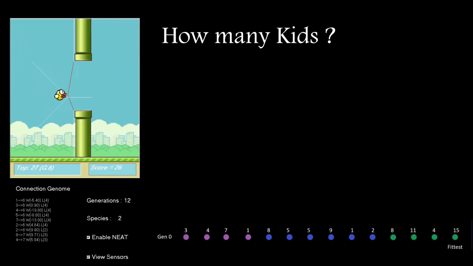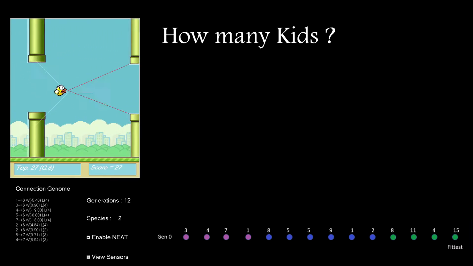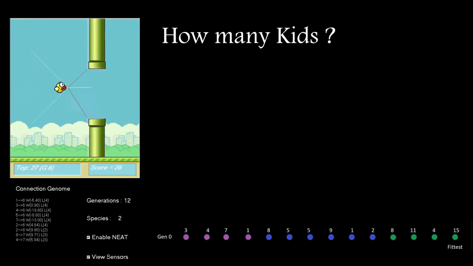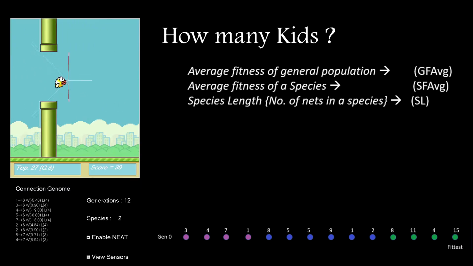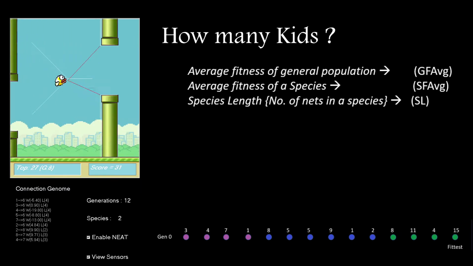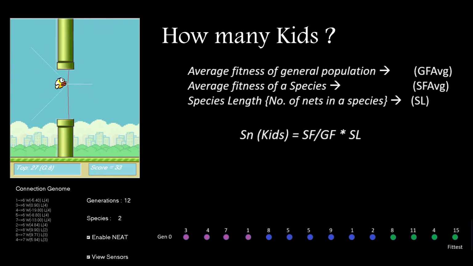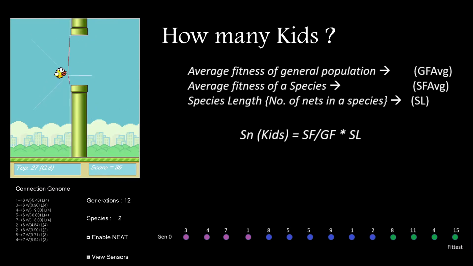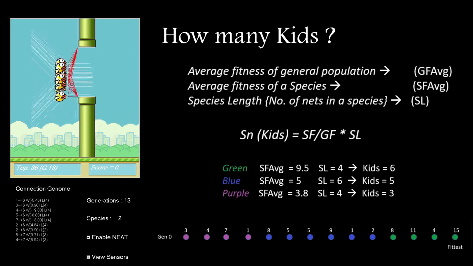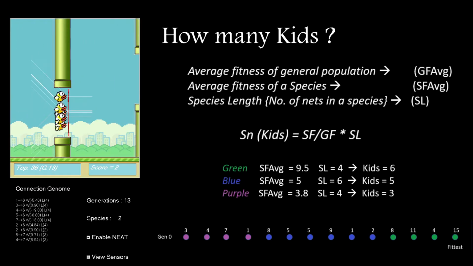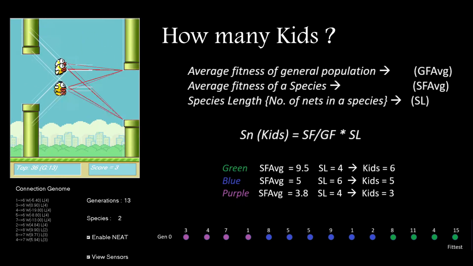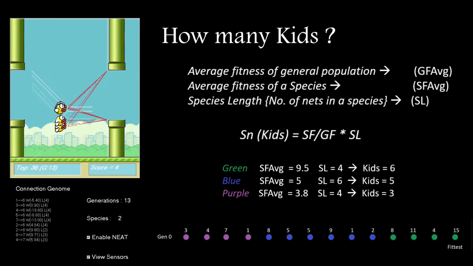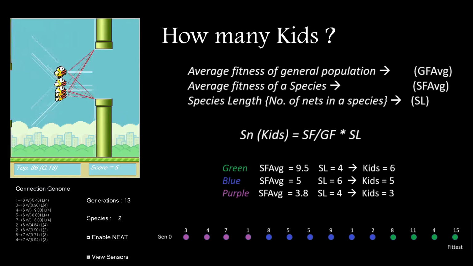So now that the population has been split into species groups, I need to determine how many kids can be produced by each species. And this is done by dividing the average fitness of a species by the average fitness of the entire population and multiplying it by the number of nets in the species. So in the example shown, this would mean that the green species could grow to 6 kids, the blue would shrink to 5, and the purple would also shrink to 3.